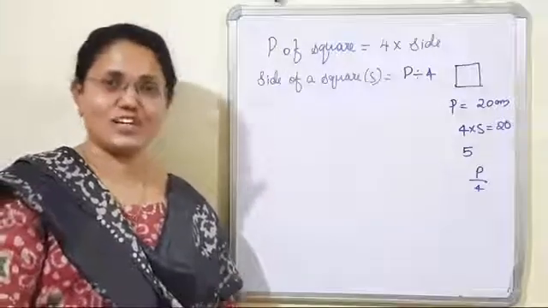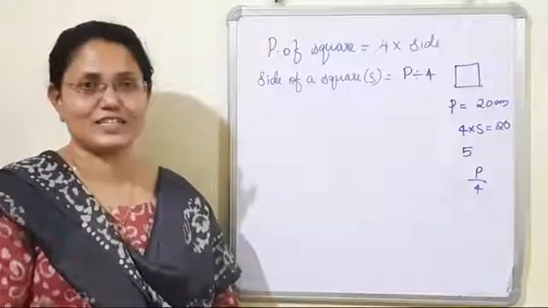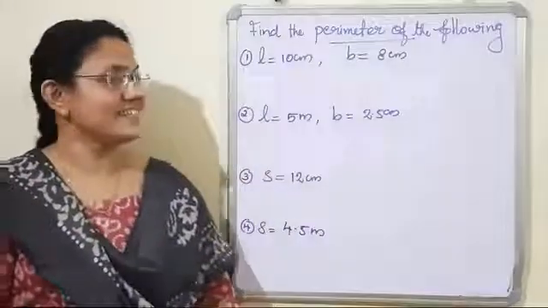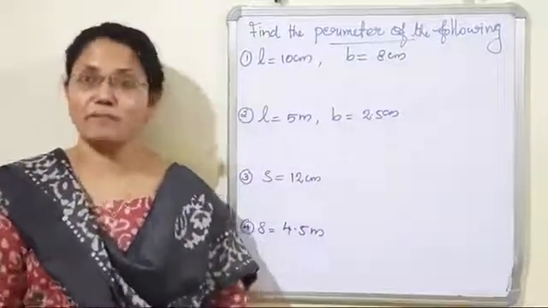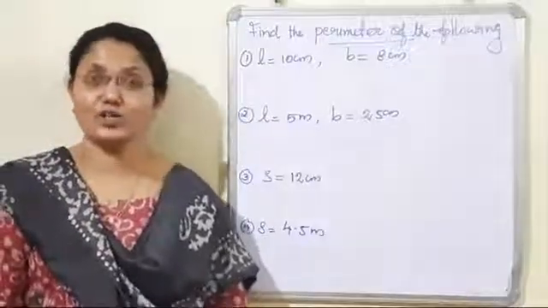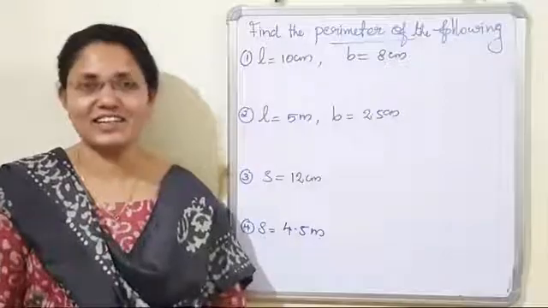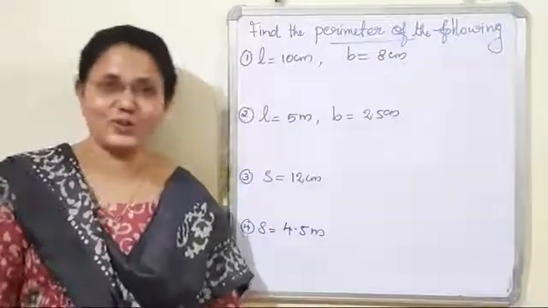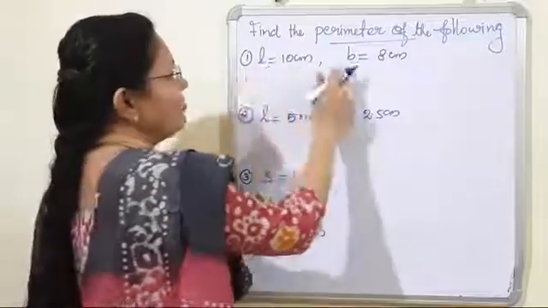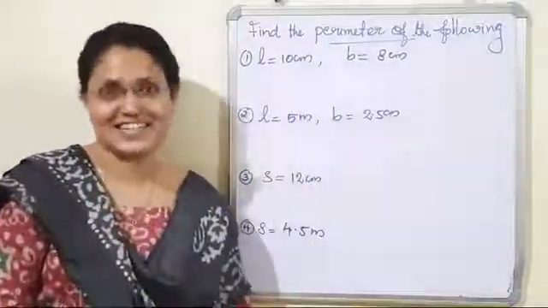Dear children, now we can solve some questions related to this perimeter. Okay? Dear children, here we need to find the perimeter when some measures are given. According to this, we should identify whether it is a rectangle or a square, whose measures are given. Okay, first one, length and breadth are given, therefore it is a rectangle.